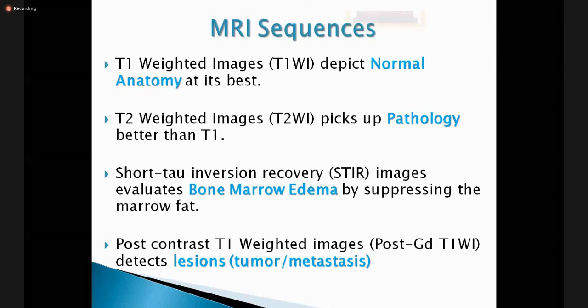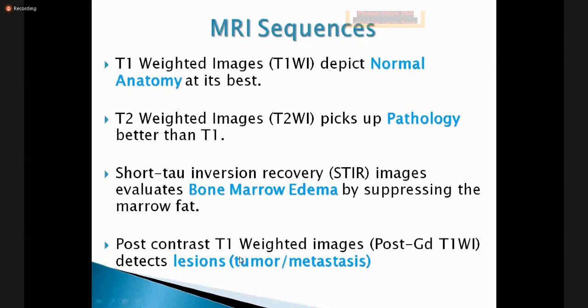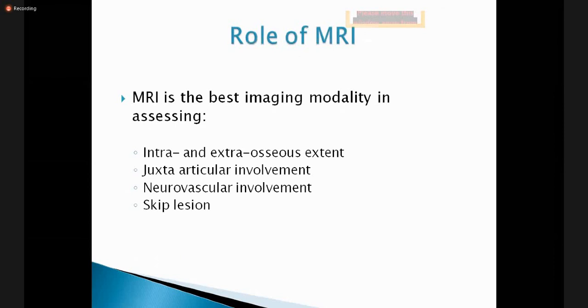The most commonly used MRI sequences for bone lesions are T1, T2, STIR, and post-contrast T1-weighted images. The T1-weighted image shows the normal anatomy very well. T2 picks up the pathology. For bone marrow edema, STIR is the best imaging sequence, and for lesion assessment, post-contrast T1 is very important to assess the tumor and metastasis because the lesion enhances.